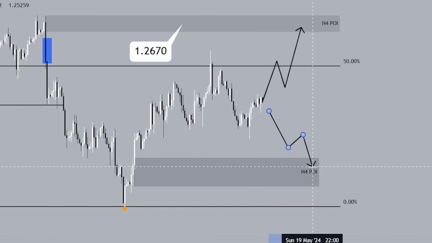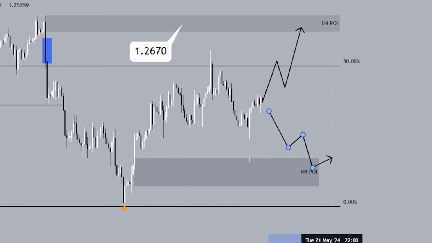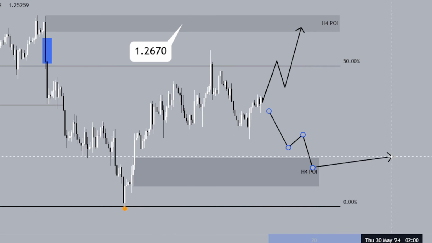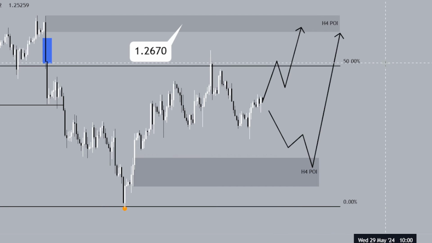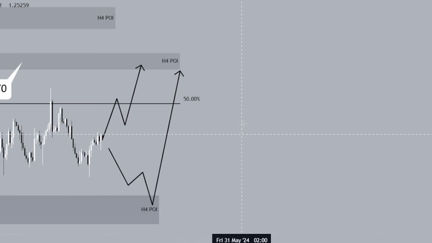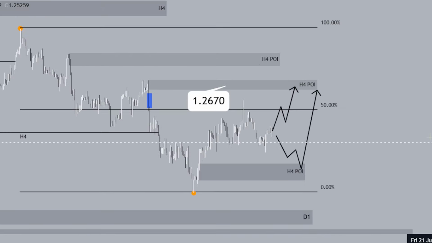Bearing in mind, we could see something like this. So we could mitigate this POI, which is at 1.241. And then from there, we could then see higher prices up to here, right? So again, be open, be fluid, understand the 4 key principles, which we're going to end the video on, right? The 4 key principles are very important to understand.